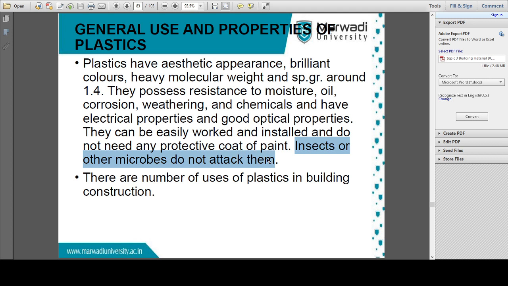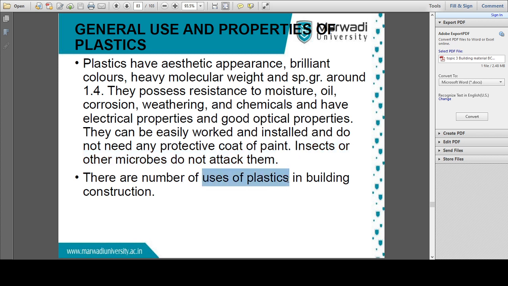That is why PVC came into the picture. Initially, the drainage pipes and all the pipes which we use in buildings were made of cement, but later on they have been converted into PVC pipes.